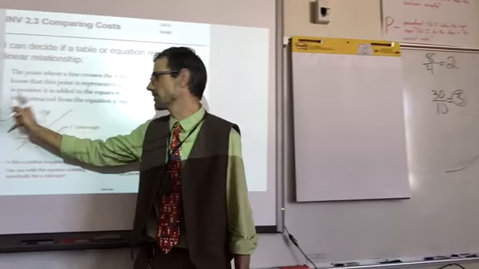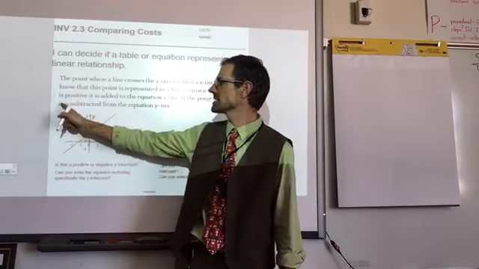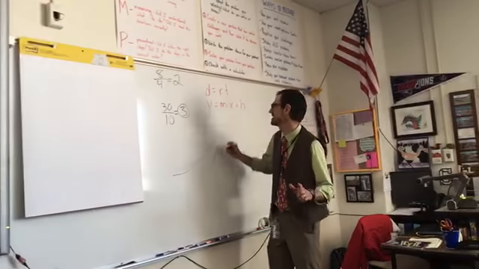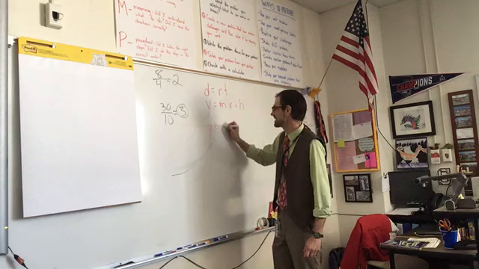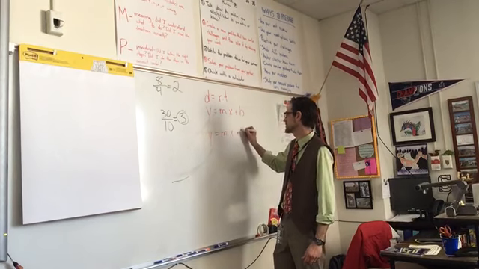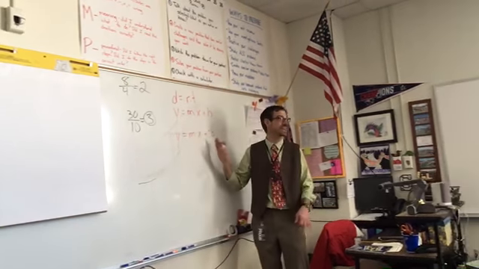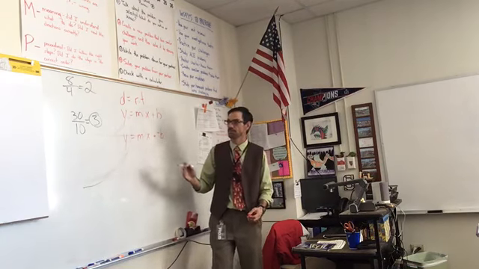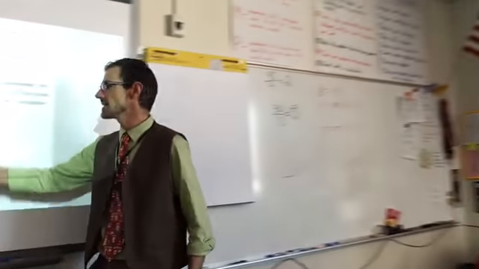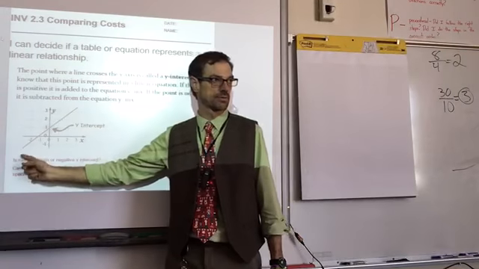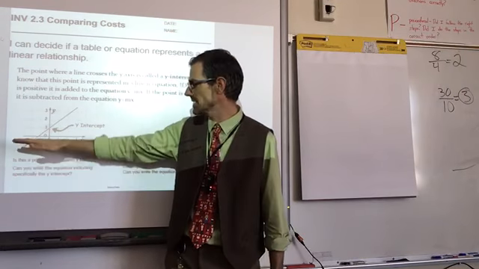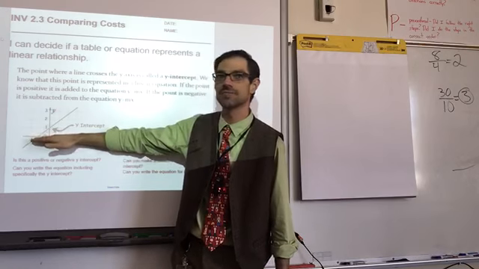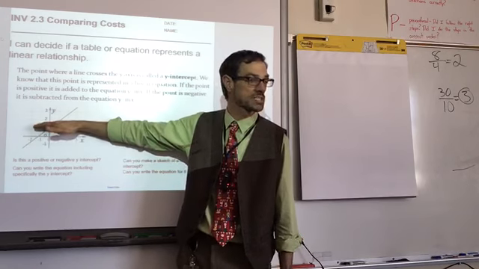If the point is negative, actually this is a slight typo. It says it is subtracted from the y equals mx, but really what you're doing is you're adding a negative. You're actually not going to subtract. It does the same thing because adding a negative is like subtracting a positive. So, this is a positive y-intercept because this line crosses the y-axis above the x-axis. So it makes it positive.